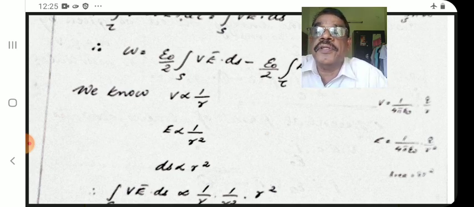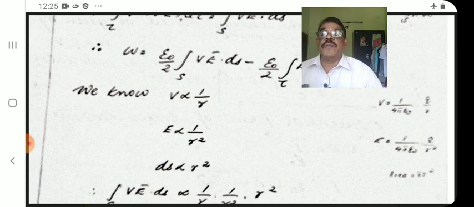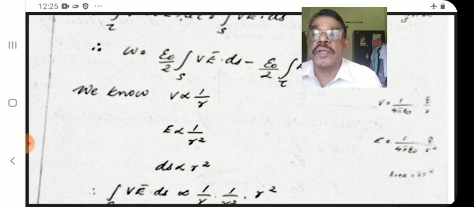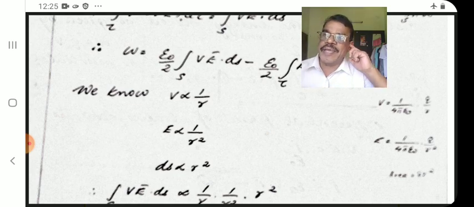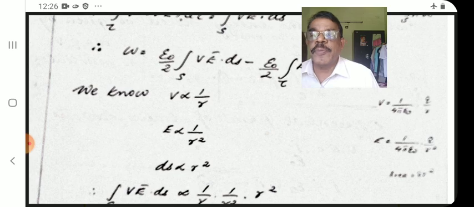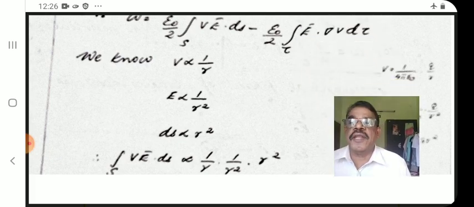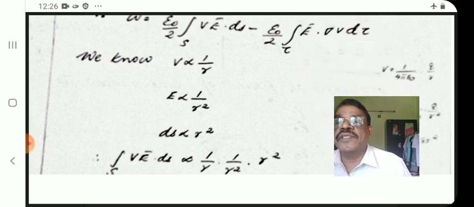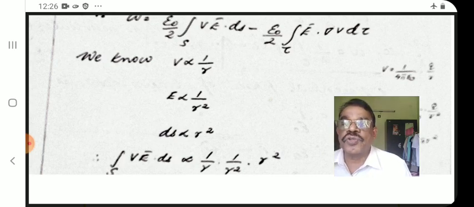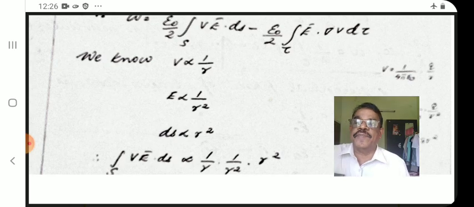Here electric field is proportional to 1 by R square because E is equal to 1 by 4 pi epsilon 0 q by R square. And ds, area, is like pi R square, so it is proportional to R square. So these proportionality values we put in the first term of the above equation RHS. That is VE ds proportional to 1 by R square into R square. R square is the proportionality term for ds.